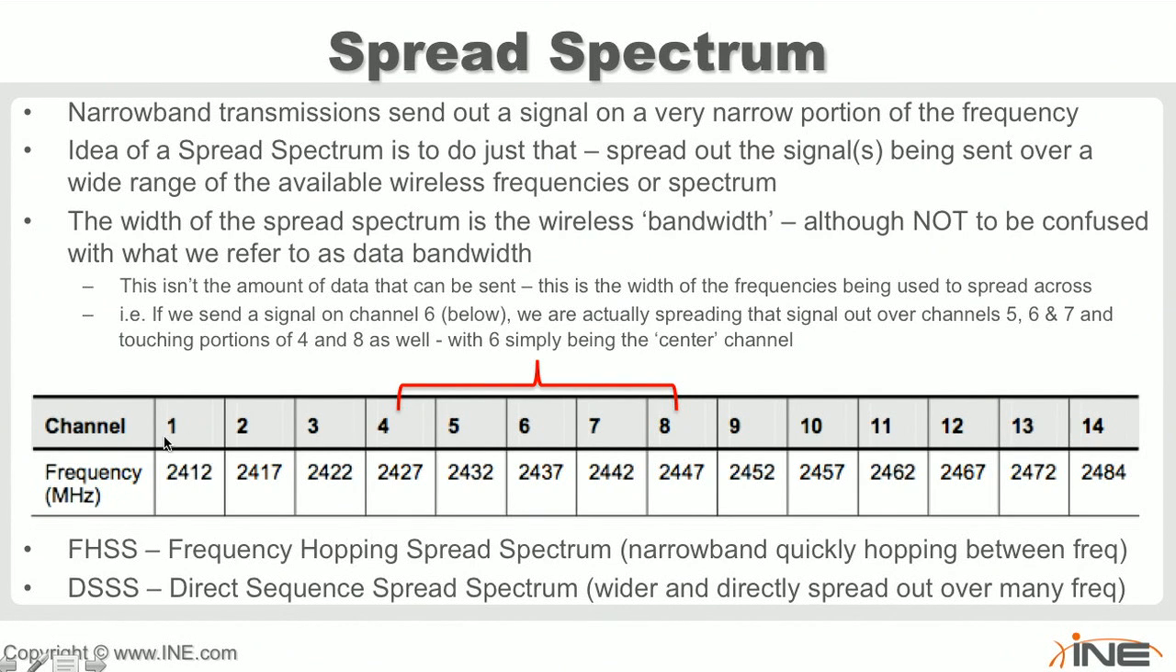If we call channel 1 2412, notice that channel 2 is 2417. So that is exactly a 5 megahertz difference from channel 1. We count up 2412, 2413, 14, 15, 16, and 17. There's a 5 megahertz separation between channel 1 and channel 2. Channel 2 and channel 3, 2417 to 2422, again 5 megahertz. 2422 to 27, 5 megahertz difference, and so on. There's a 5 megahertz difference between each of these.